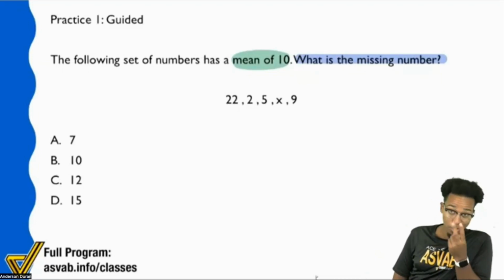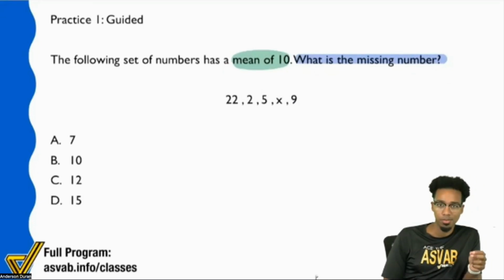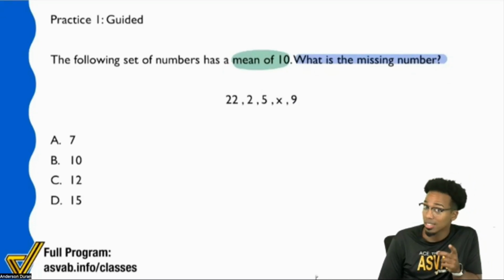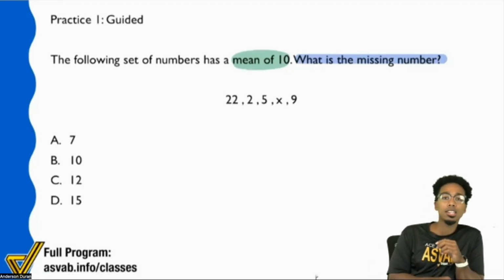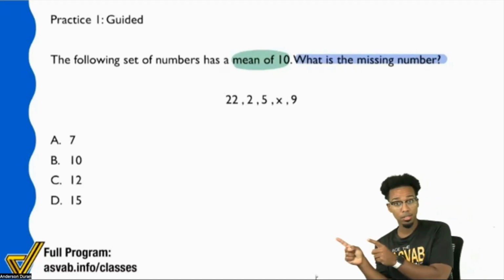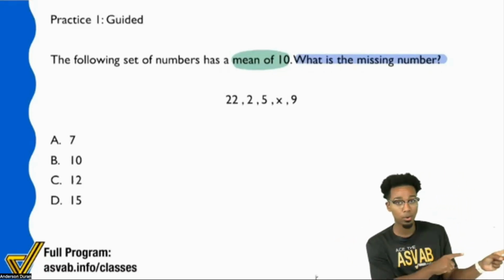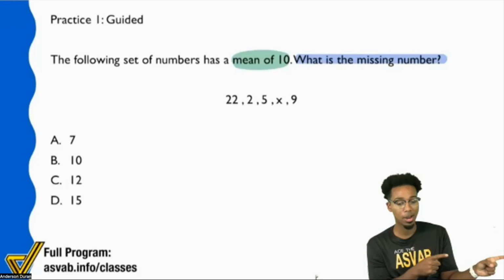We have to make sure we use our eyes here, right? I don't want anybody thinking that I'm going to do all the work for you. I'm going to ask these questions and I want to make sure that you're paying attention. Always read the question. The question is, what is the missing number? We're given the mean. We want to find the missing number. In this problem, we are given the mean and we have to work backwards.